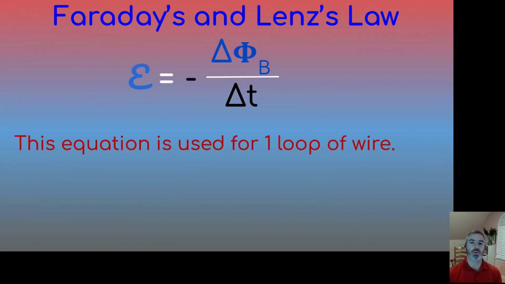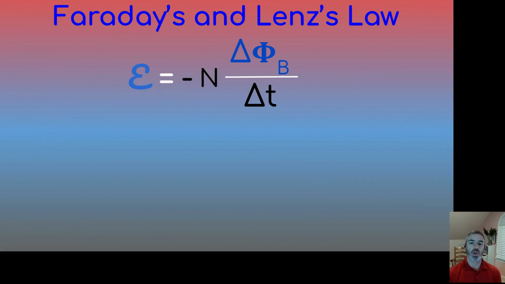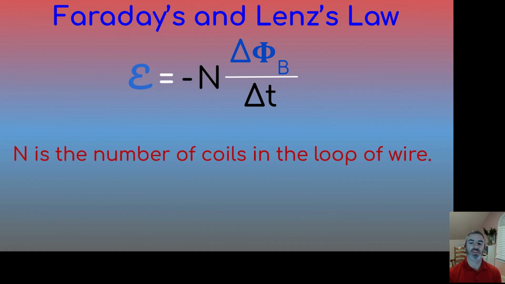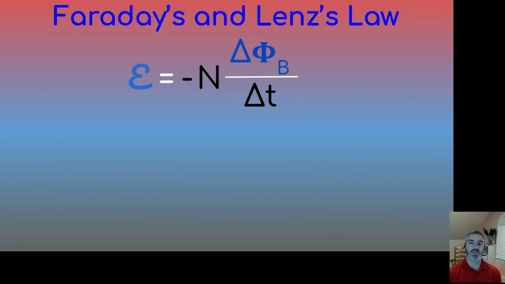Now if we have multiple loops of wire, every time it coils around, we'd multiply by the number of coils in that loop, which is the capital N. Now the induced EMF is equal to the negative number of coils in our loop times the change in magnetic flux divided by the change in time.